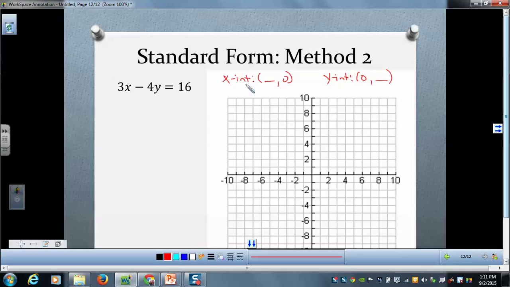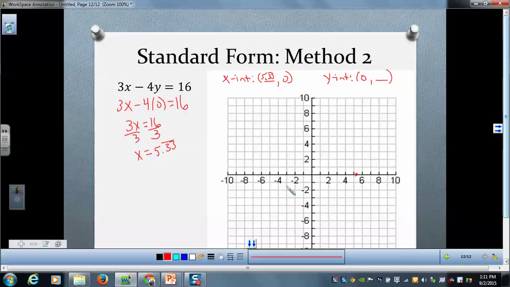This is why I say it's a little bit quicker, because all I have to do to find my x-intercept is plug 0 in for y. So I have 3x minus 4 times 0, and this is going to be 0. So I get 3x equals 16. I can divide by 3. This is why I said it could be a little less accurate, because if we get decimal answers for our intercepts, it may not be as accurate when you graph, because I'm going to have to estimate. So x is 5.3 repeating. There's my x-intercept, which is kind of right in here.